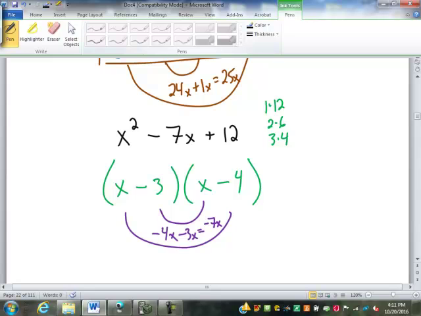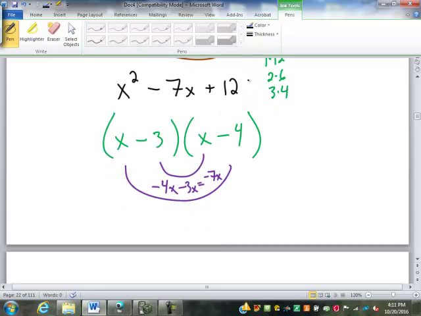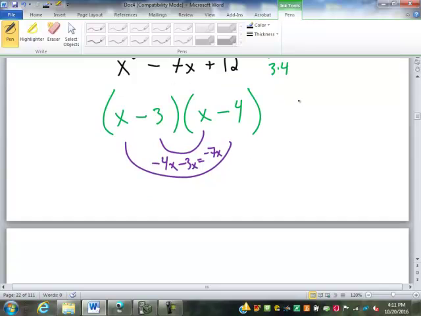This is called factoring. Called factoring, yes.